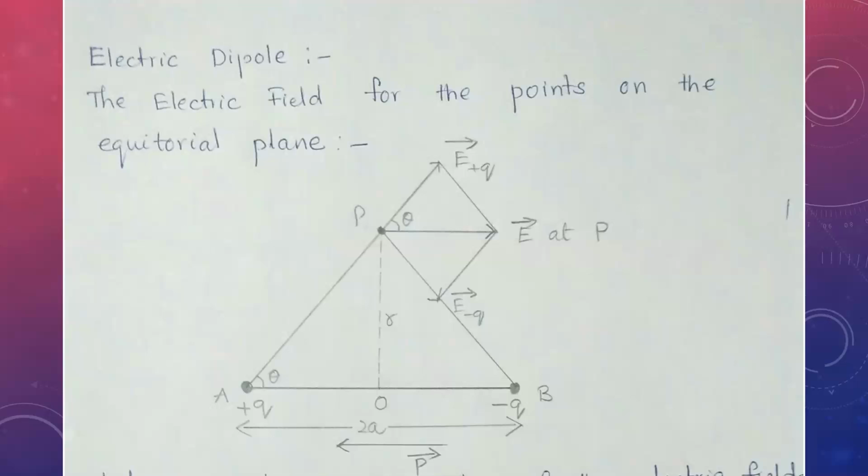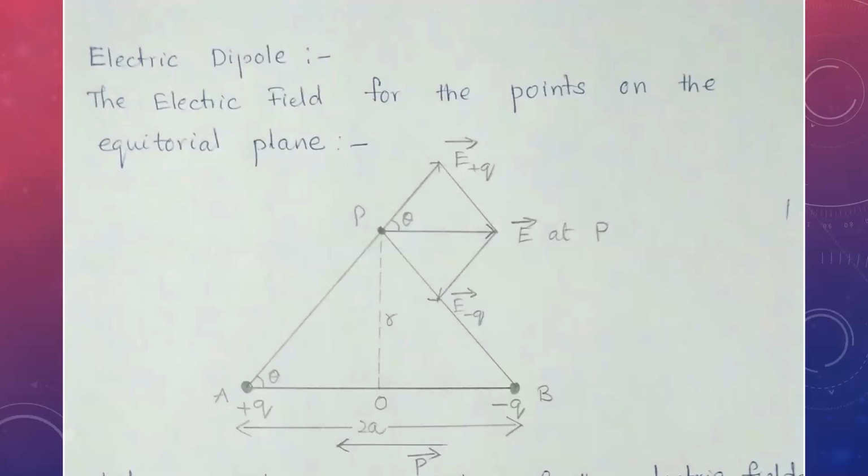Now E plus q is in the direction along AP, and E minus q is in the direction of PB. If we take the components, or resolution of vectors, E plus q will have two components: E cos theta along the positive x direction, and E sin theta along the positive y direction. Once again, I repeat, E cos theta is along the positive x direction, E sin theta is along the positive y direction.